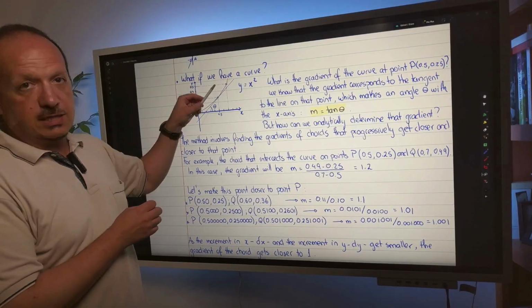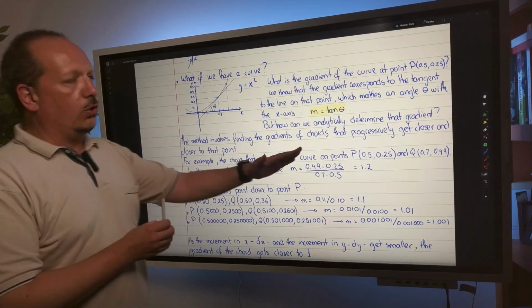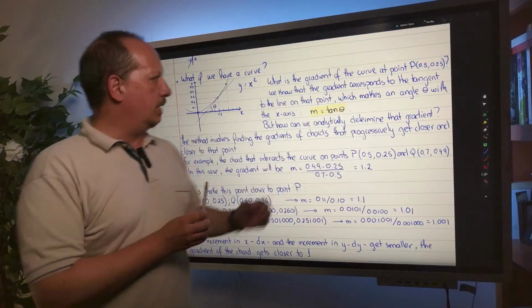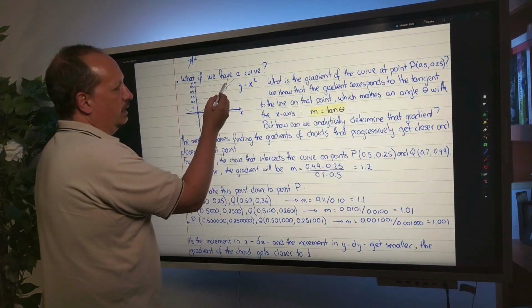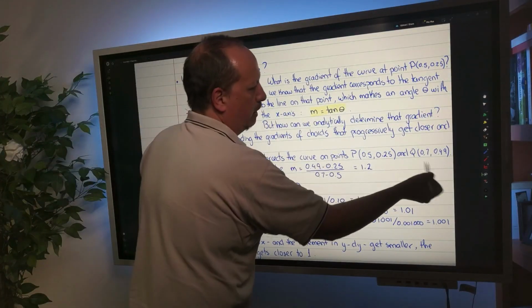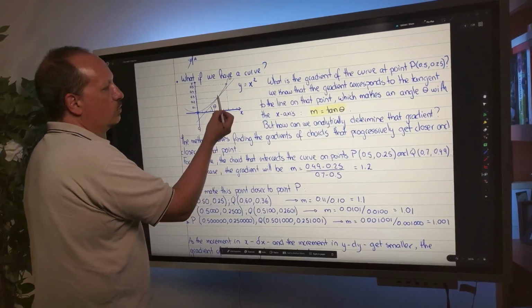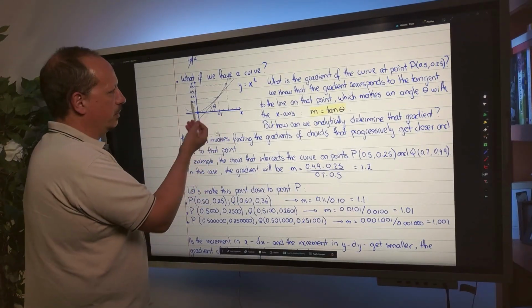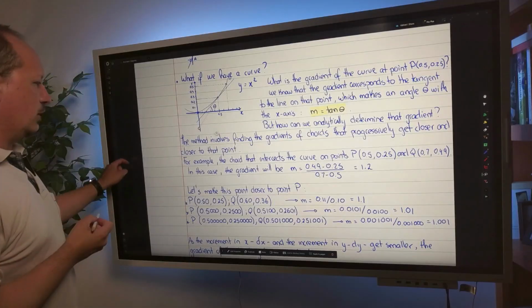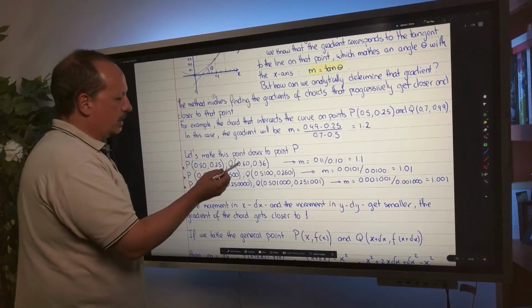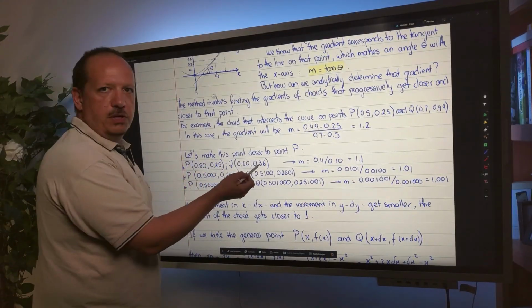Don't forget the gradient is the inclination of the line. So what are we going to do to get closer to that? We are going to pick another point that is not going to be this one. It's going to be another one that is closer to the one that we want, the 0.5, 0.25. And that's what I did over here. Now I picked the point 0.6, 0.36.